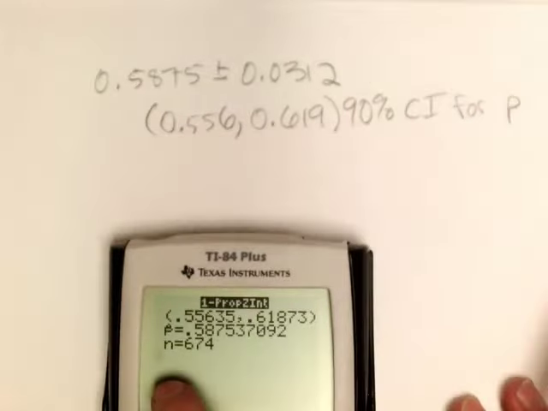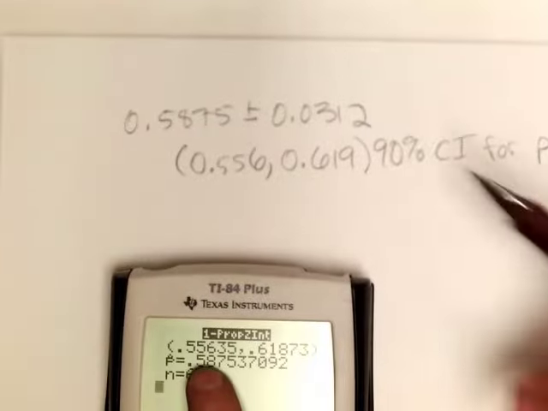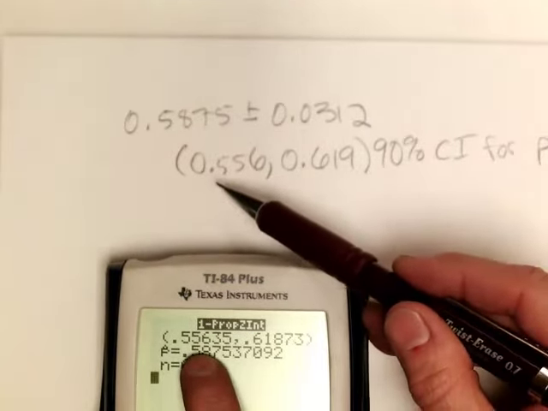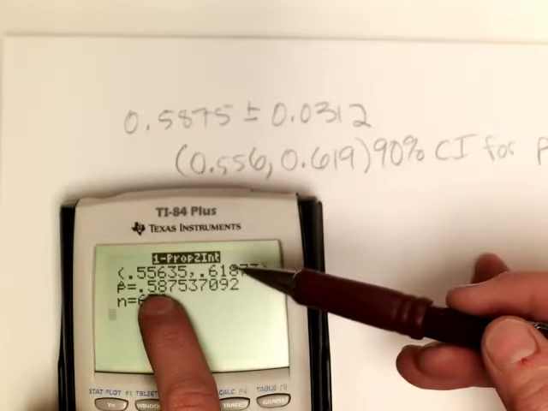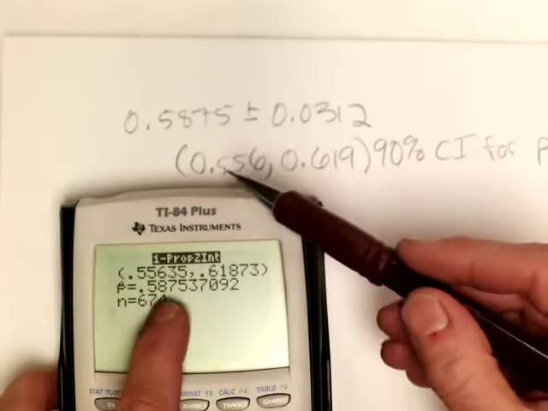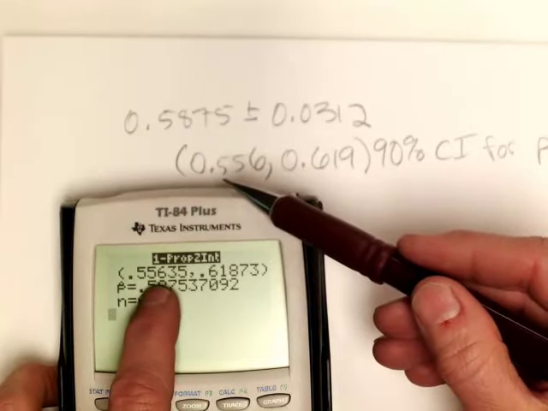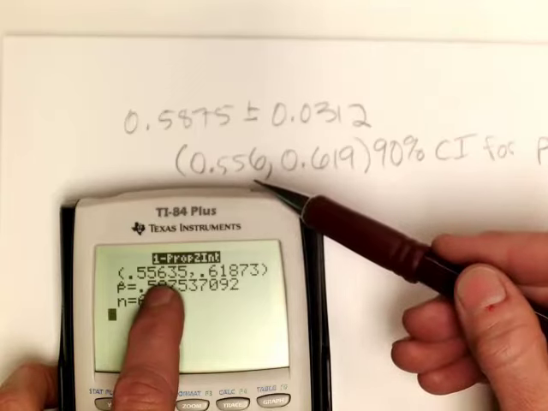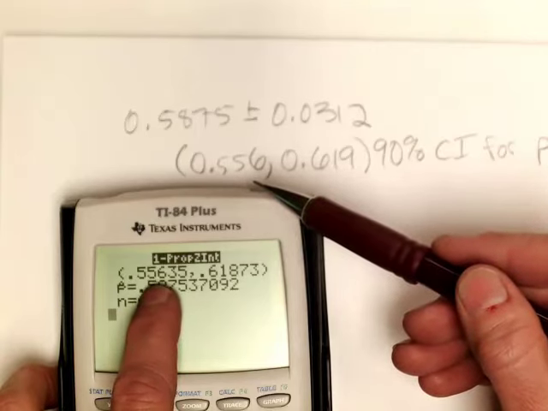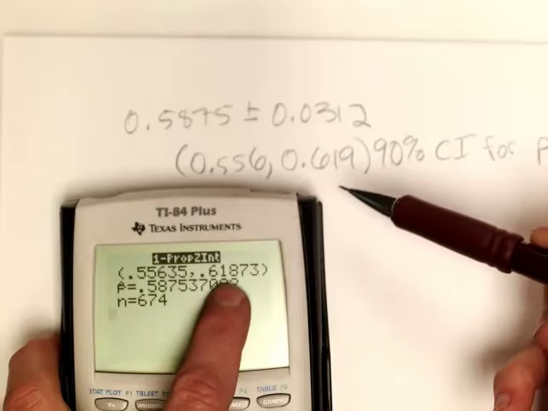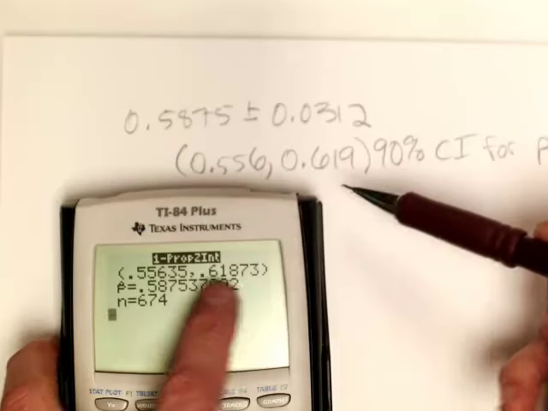Here's what we get. The calculator is a bit more accurate. Now remember, I did do some rounding in the intermediary steps. My lower limit from the calculator, if I round to 3 decimal places, is the same as what I got, 0.556. And the upper confidence interval limit, rounding to 3 decimal places, is 0.619.